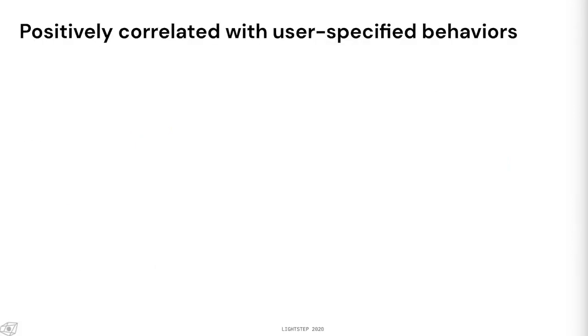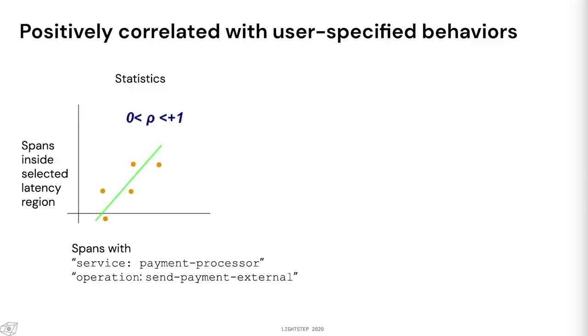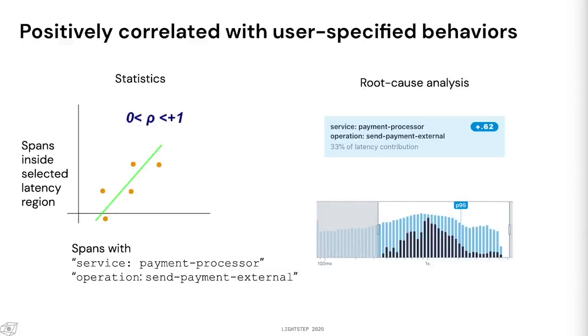We can also correlate with user-specified behavior. So far we've looked at correlating against latency or errors, but we can also look at behavior that the user is interested in. In this case, they can select a region of the histogram. It may not be the slow ones, but something between 500 milliseconds and a second and a half, and they want to know what spans appear on this tag. So now the y becomes spans inside the region that they have selected. In this example, there was a span with a certain service and operation on the critical path that was contributing positively to latency.